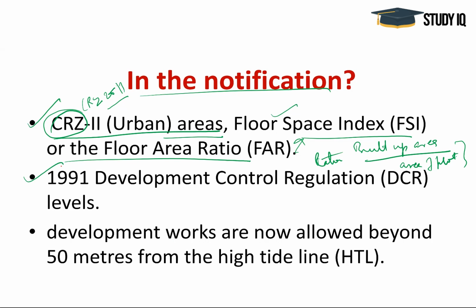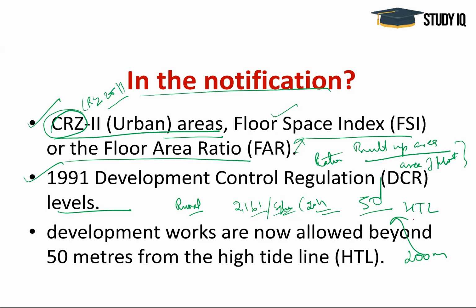Next, these are based on the 1991 development control levels. This is another thing in this notification. And one more important thing: in densely populated rural areas near the coast, with a population density of 2161 per square kilometer according to the 2011 census, development works are now allowed 50 meters from the high tide line. Under the 2011 notification it was 200 meters, but now they have reduced it to 50 meters. This is a thing you need to remember.